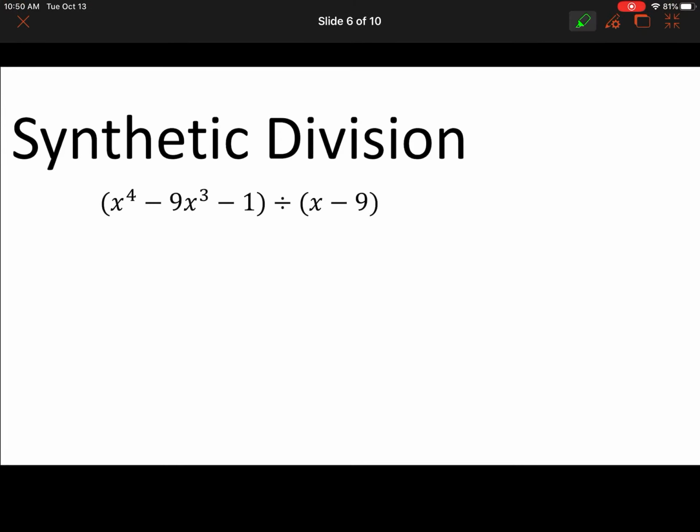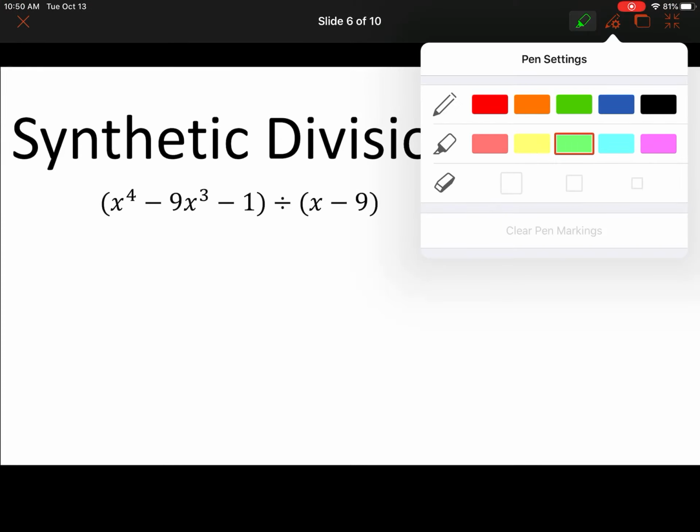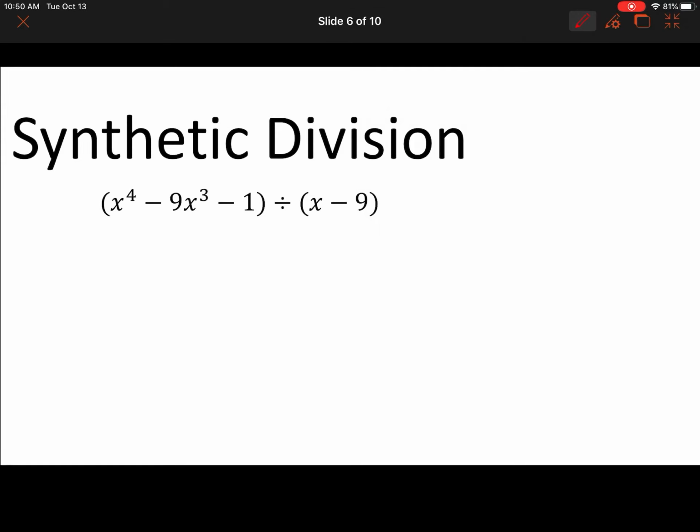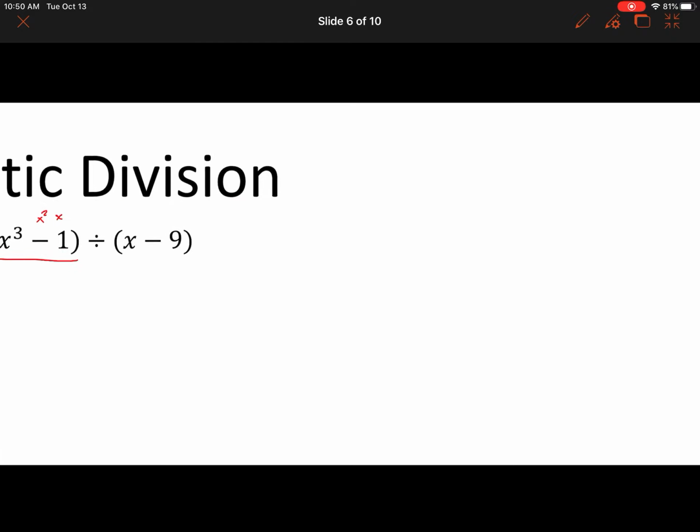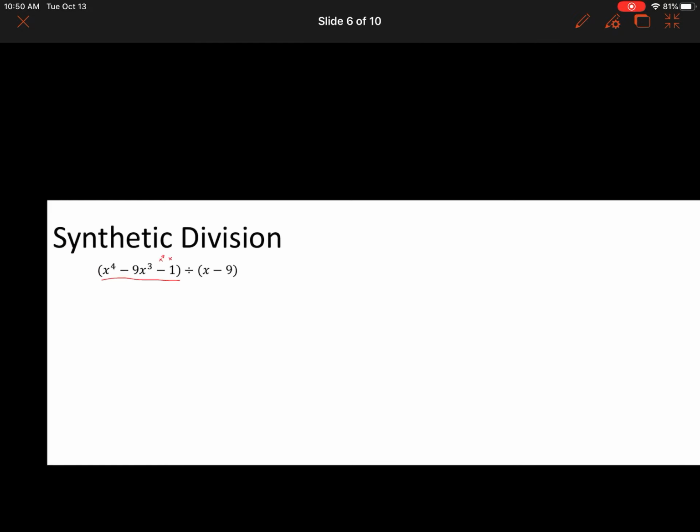Okay, next example. Again, if you think you could do this, go ahead and pause it, try it out first, and then check your answer afterwards. This time, I do have missing terms. I'm starting with x to the fourth, and I have an x to the third, but I'm missing my x squared and my x term. So I have to fill those in.